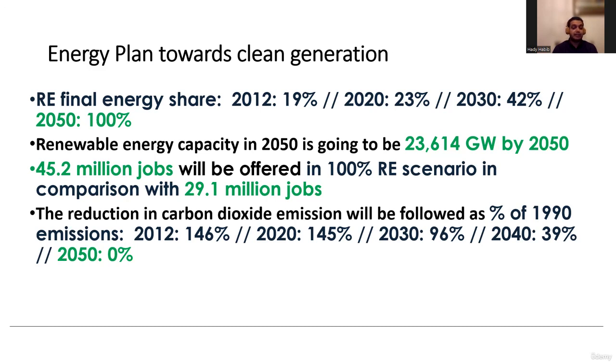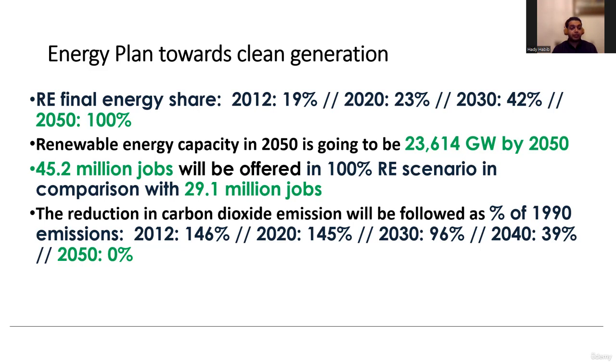This means that in 2050 the world is going to have 23 or 24,000 gigawatts of installed capacity of renewable energy technologies in order to produce all its electricity from renewable energy. This will create 45.2 million jobs in 2050 from the 100% renewable energy scenario, in comparison with 29.1 million jobs in our current scenario now. And this will even help in solving another problem, which is unemployment.